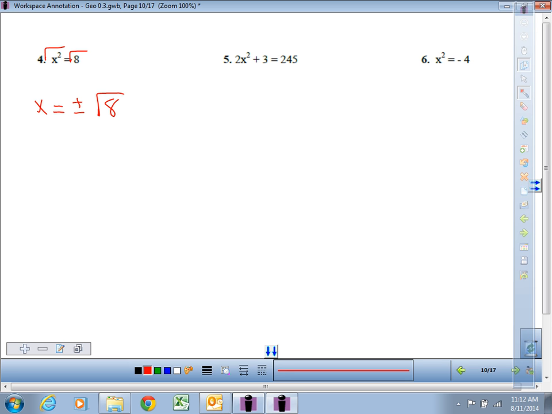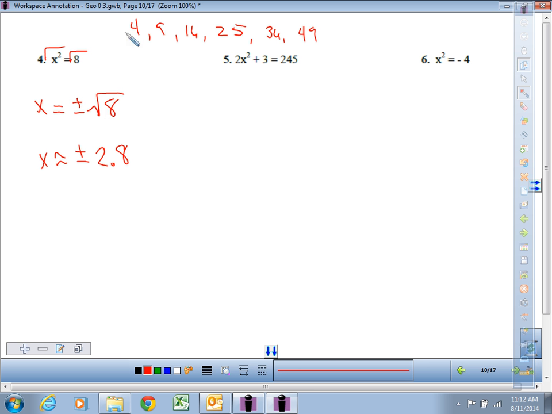If you left that, that's fine. If you went to decimal form, I'm fine with that as well. I'm going to show you two different ways to write your answer. The square root of 8 is about 2.8, so you could say x is approximately positive and negative 2.8. You also did this in algebra last year where we worked on simplifying those radicals. Here are your perfect squares: 9, 16, 25, 36, 49.